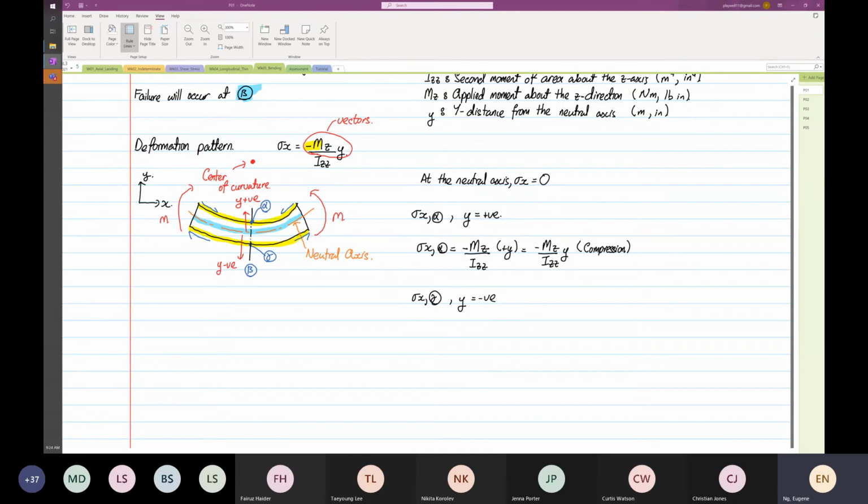Negative. So if we use the standard formula, where we have stress x at gamma, this will be equal to minus Mz over Izz, and then multiplied by minus y, because it is going away from the center of curvature. So when this happens, what we have over here is Mz over Izz multiplied by y. This is in what?